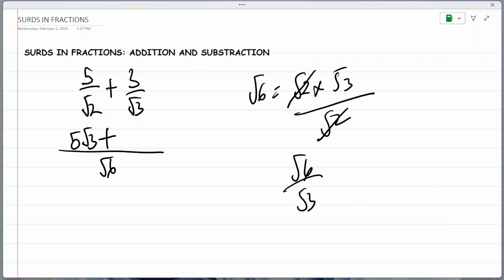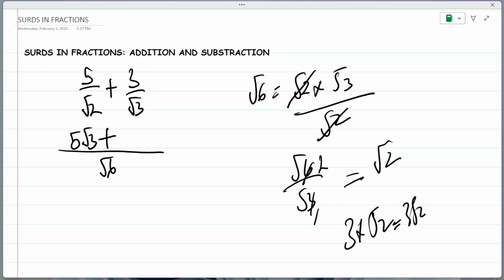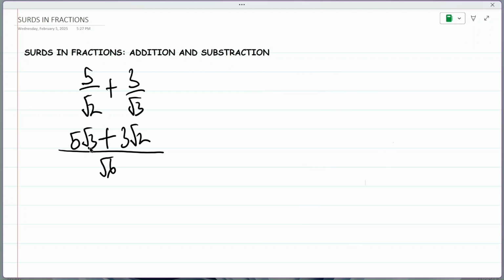You can just say 3 into 3 is 1, 3 into 6 is 2. We can have this as root 2. You have to be very careful using this technique. So the square root of 6 divided by the square root of 3 gives you the square root of 2. The result, the square root of 2, times the 3 on top, that's 3 root 2. We have this as 3 root 2. And since root 3 and root 2 are not like terms, we can't add them. We leave it as 5 root 3 plus 3 root 2 over root 6.